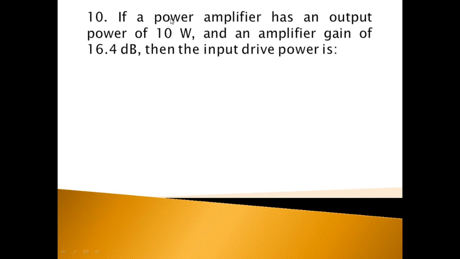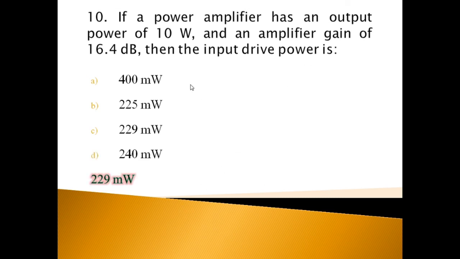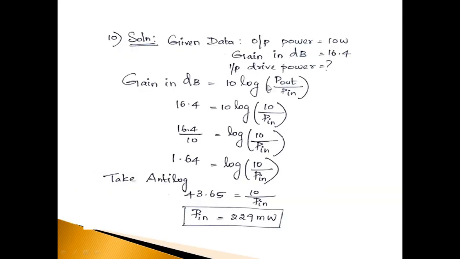Now the 10th question: if your power amplifier has an output power of 10 volt and an amplifier gain of 16.4 decibel, then the input drive power is, actually these are the options, and the answer is 229 milliwatt. See, in the question they provided gain and output power, but they are asking for the input drive power. Actually this is the formula for gain, 10 log of P out divided by P in. So once you substitute this value, you have to take the anti-log. So 43.65 equals 10 divided by P in. Therefore P in equals 229 milliwatt.